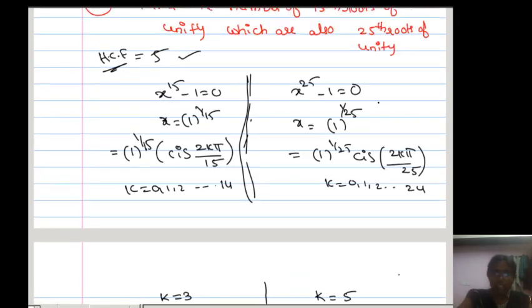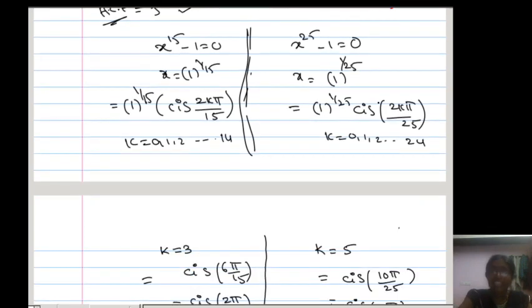Okay, let it be. So total you are saying 4. Madam, we have 5 answers. How? k is equal to 0. You are including k is equal to 0 also. Let us see. k is equal to 0, what is the answer here? k is equal to 0 means cos 0 plus i sin 0, which is 1. Here also k is equal to 0 means cos 0 plus i sin 0, the answer is 1. Okay, so that's why it is a common root.